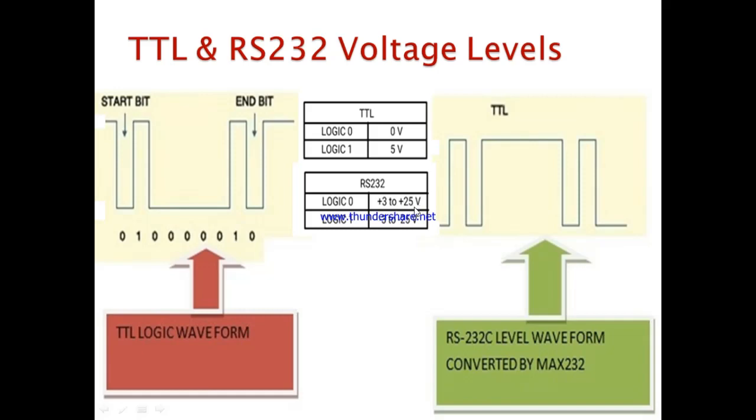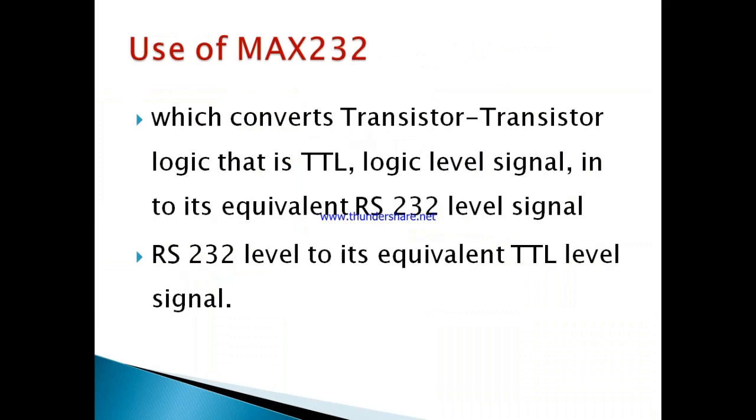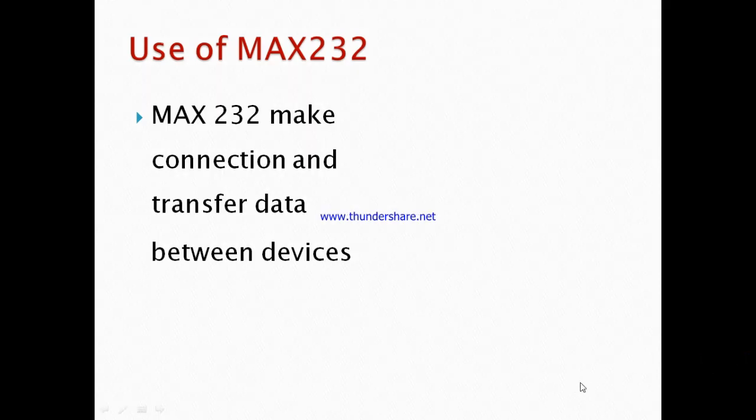Now we understand that this IC converts a transistor logic, that is TTL, level signal into its equivalent RS-232 level signal, and RS-232 level to its equivalent TTL level signal. This IC is very important when we need to make connections and transfer data between devices that work on different signal level waveforms, TTL, RS-232, etc.